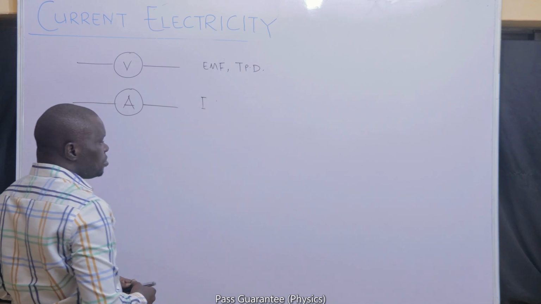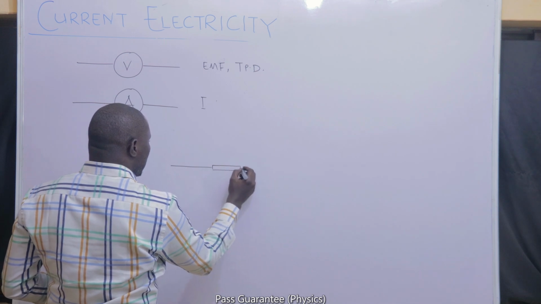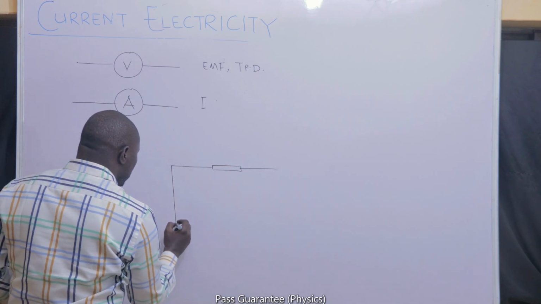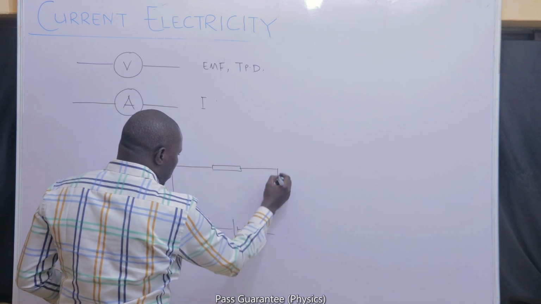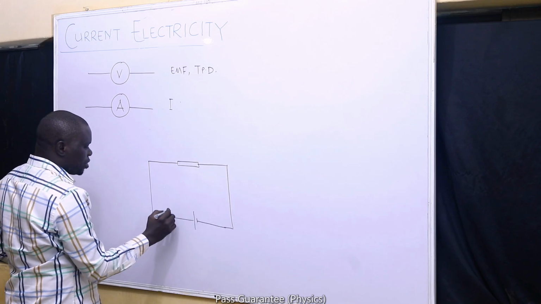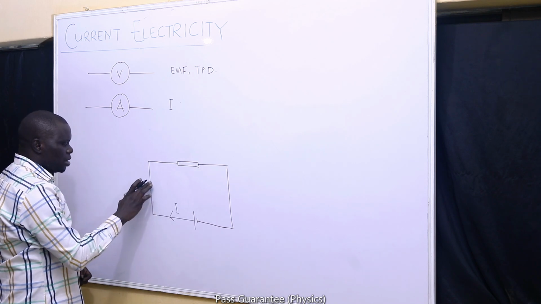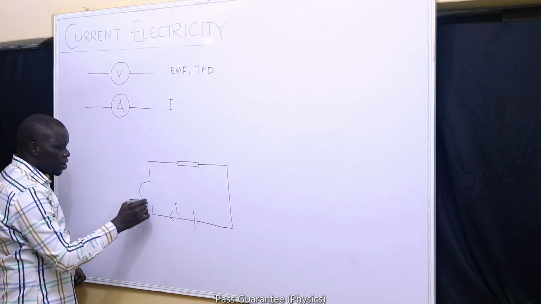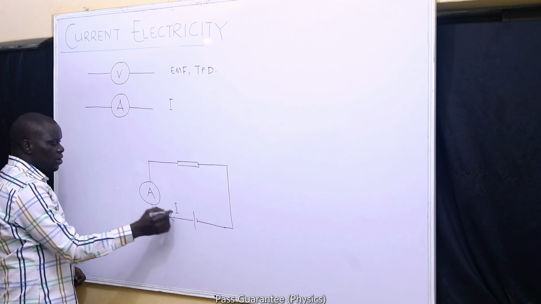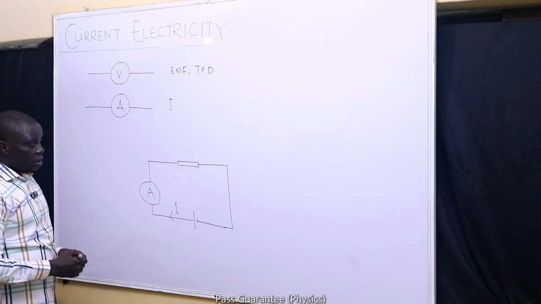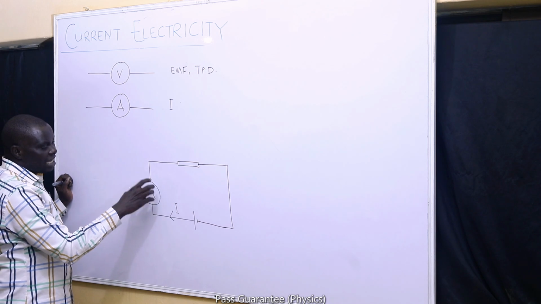Now, how do we use them in a circuit? If we have a resistor that is connected to a cell, let us assume that the current is of the value of I. If I need to measure that current, I must put the ammeter along the line that the current is going to pass through. Now, if I put the ammeter like this, it means I have placed the ammeter in series.